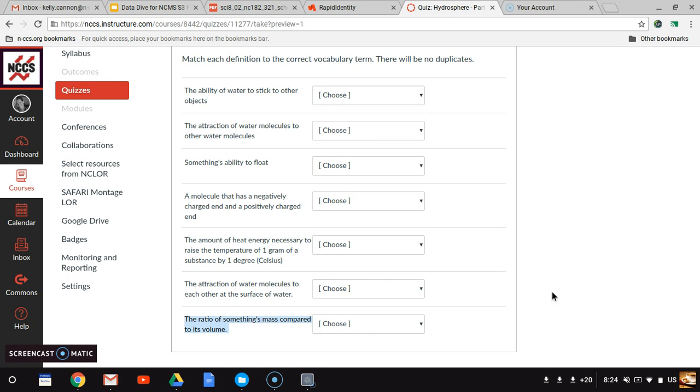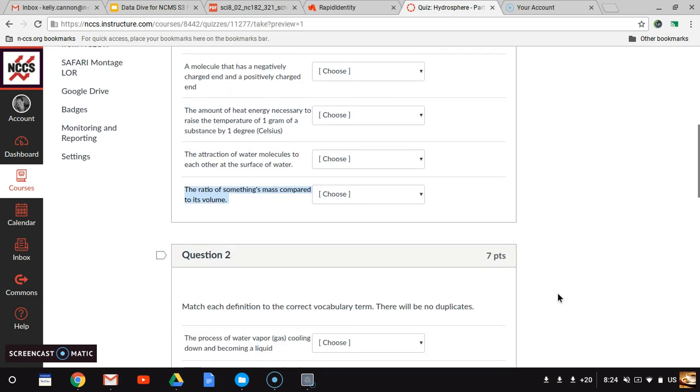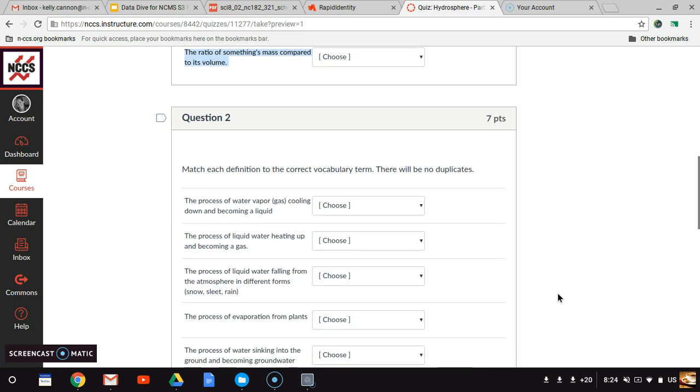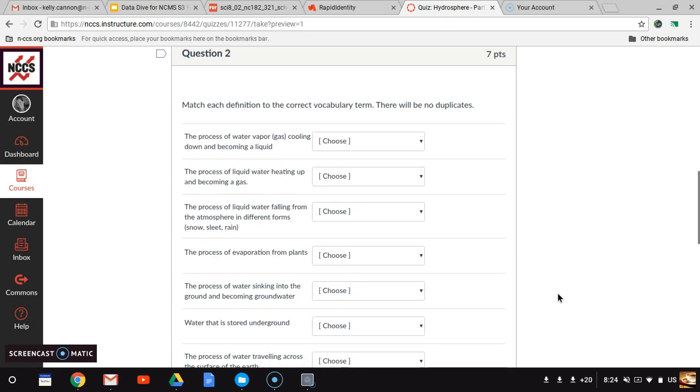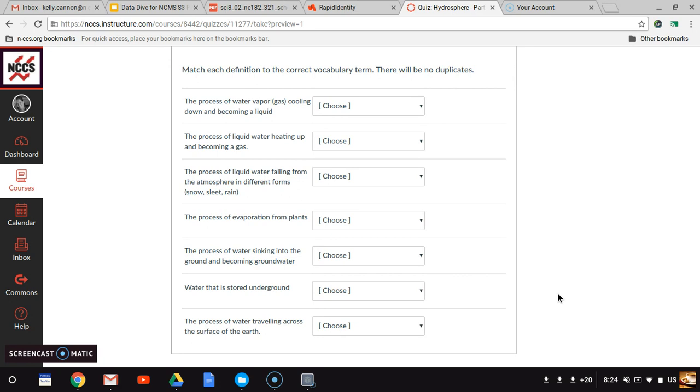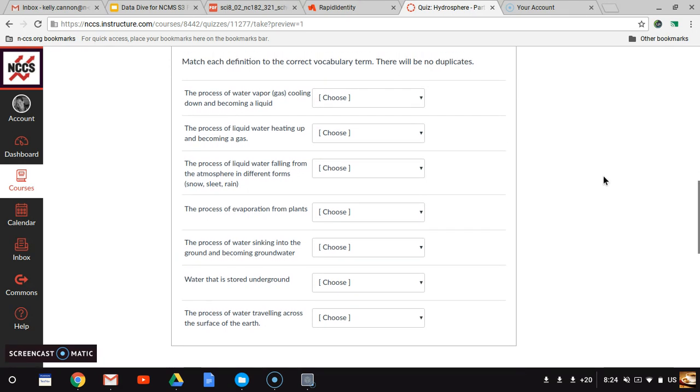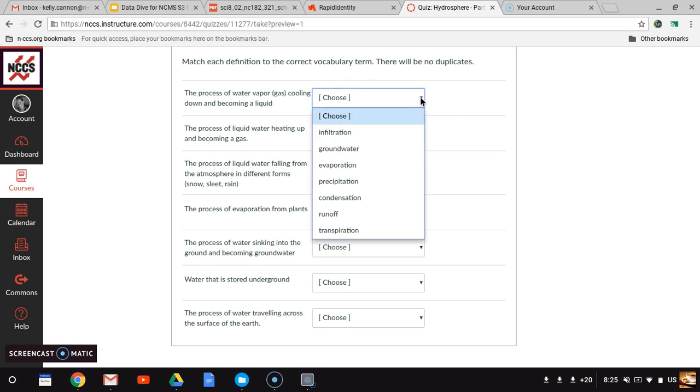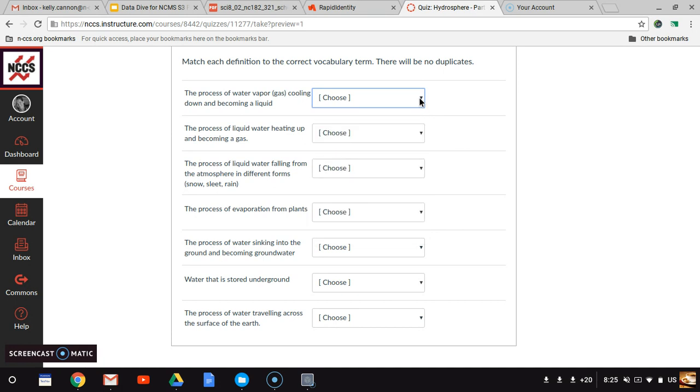Once you have chosen a vocabulary term for each of these definitions, scroll down and the second part of the quiz will be there. This one is dealing with the water cycle vocabulary terms. In the same sense as before, you will need to match each definition to one of the given terms from the drop box. There are no duplicates again. You should not use the same word twice.